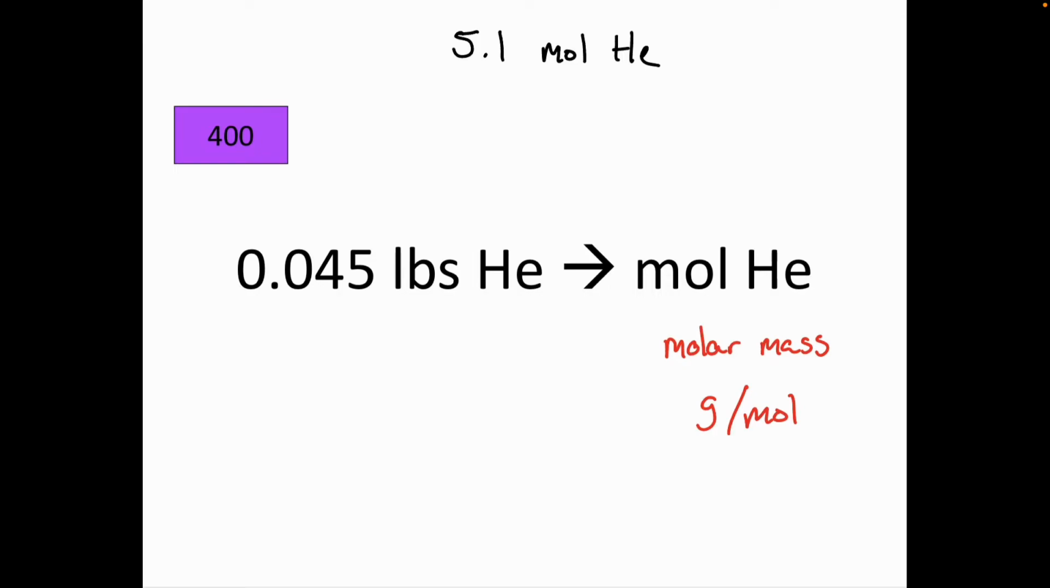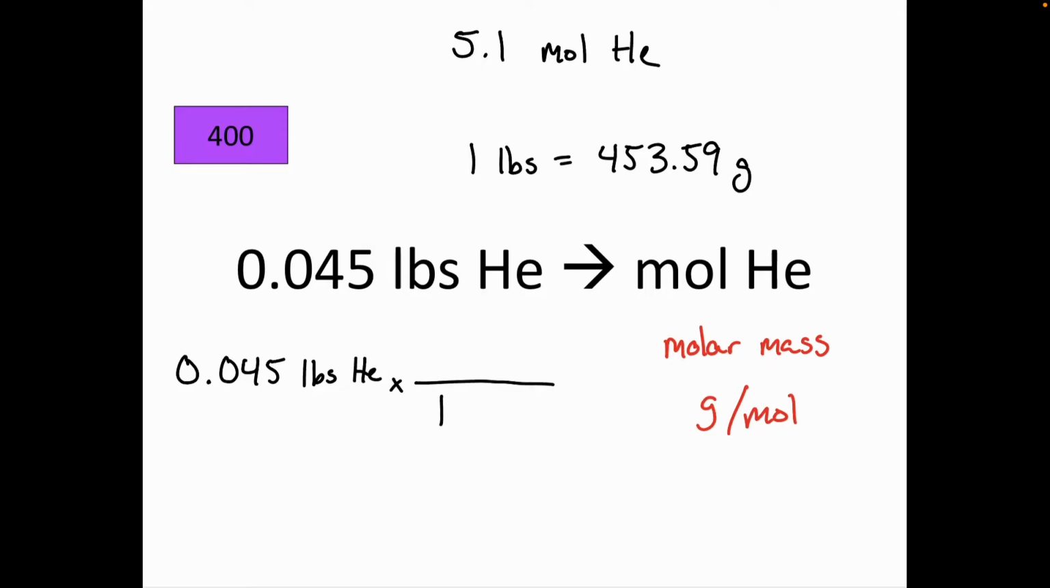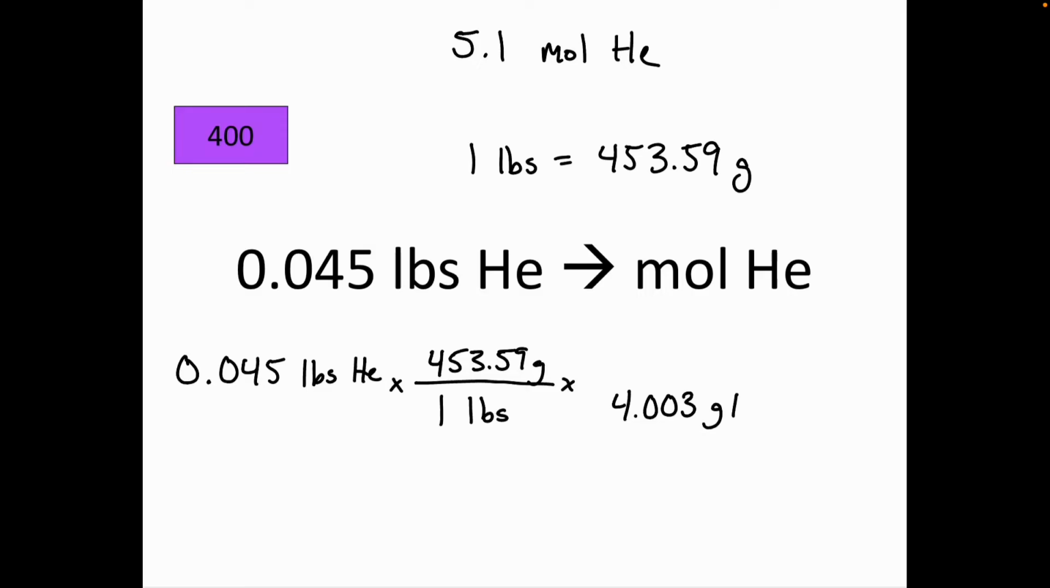So I'm going to look on my constants page. I see that 1 pound is 453.59 grams. So starting it out, 0.045 pounds of helium. Then I'm going to use the fact that 1 pound is 453.59 grams. Now I'm in grams of helium, so now I can use my molar mass from my periodic table. 4.003 grams of helium are in 1 mole of helium.